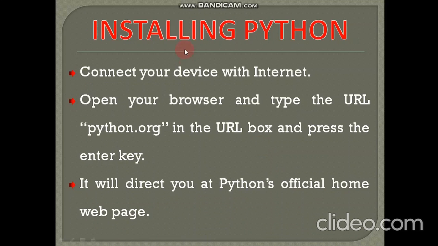Now, installing Python. So I'm going to tell you how we can install Python on our device. First of all, to install Python, we need to download the particular software. For this, we need to connect our device to the internet. Then go to the browser and type the URL python.org in the URL box and press the enter key. Now it will direct us to Python's official home page.